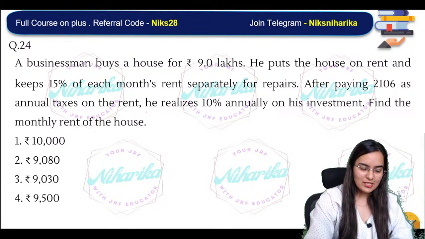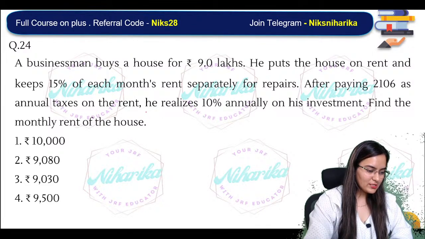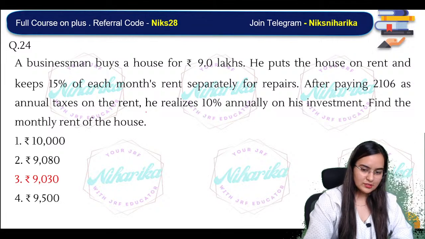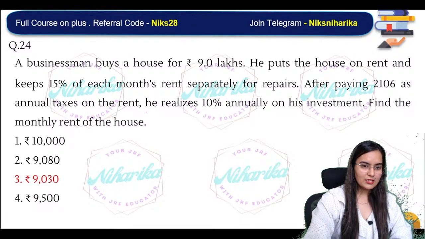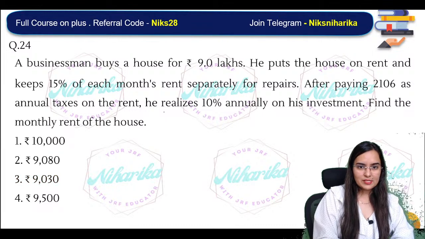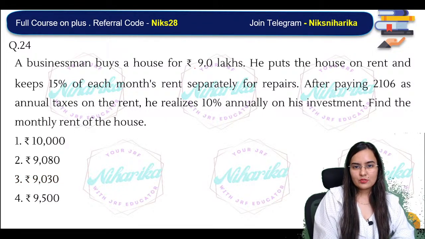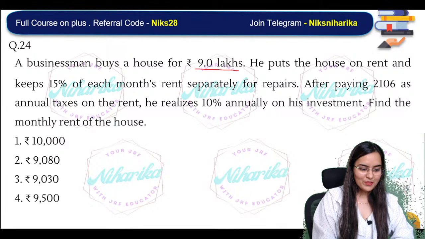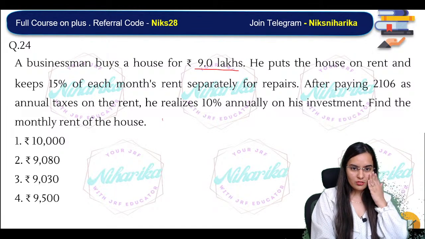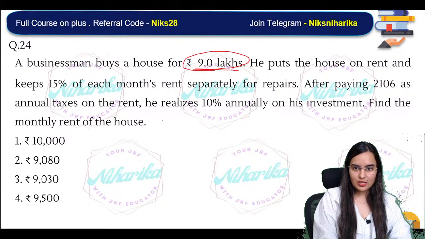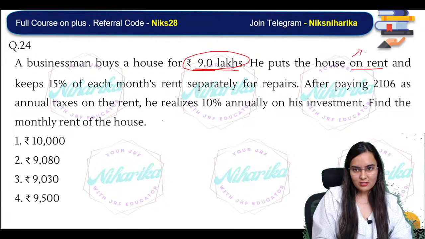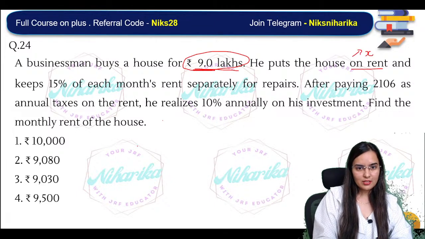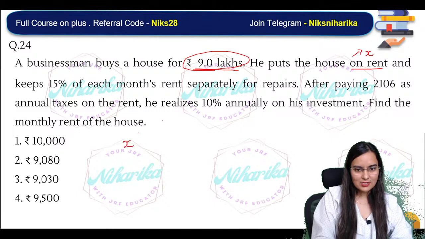So 24C, Ganesh, correct. Samiksha, correct. Okay, let me write. A businessman buys a house for 9 lakh rupees. He puts the house on rent. I don't know the rent, so can I write it as X? Let the rent be X.